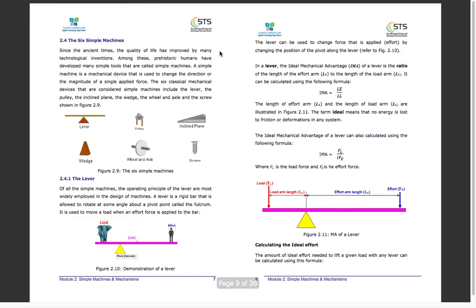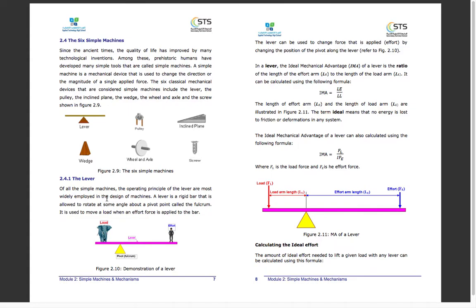Okay, moving on. You should know the 6 simple machines: lever, wedge, pulley, wheel and axle, screw, and inclined plane. The calculations that we can ask you will be based on levers and pulleys. Wedge, wheel and axle, screw, and inclined plane you will learn later on.